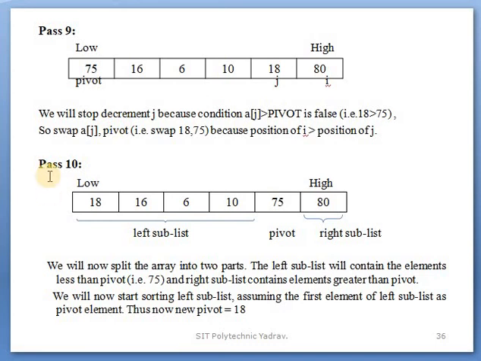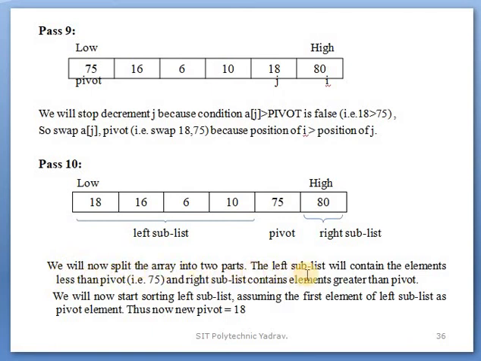Yes, next pass or step or iteration, any word you use, your choice. Okay, pass number 10. In that we swap the 18 and 75. In that pivot is swapped. So pivot is inserted. So we will now split the array into two parts.